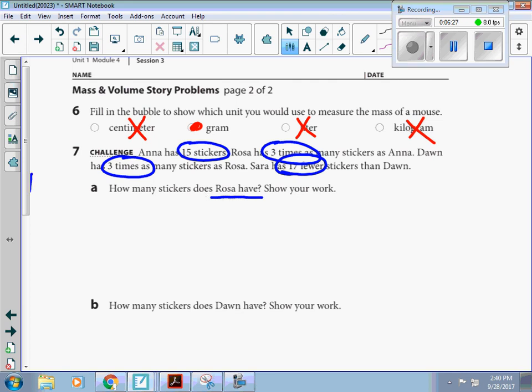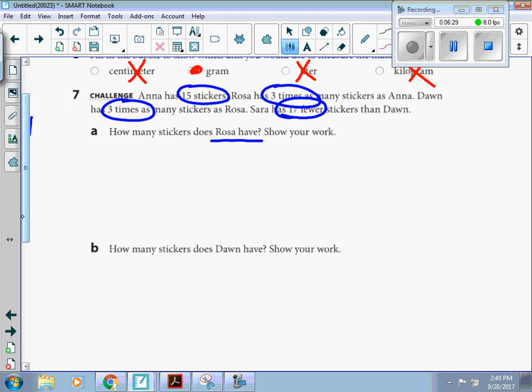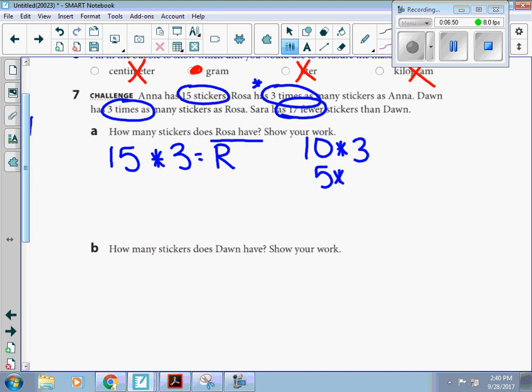So I'm going to go back into my story, and I have Anna has 15. Rosa has 3 times as many stickers as Anna. So if I take 15 times 3, I'll get Rosa. Okay? I can do any of my strategies. I can add 15 3 times. I can break 15 up and do 10 times 3 and 5 times 3. Put those together to get 45.